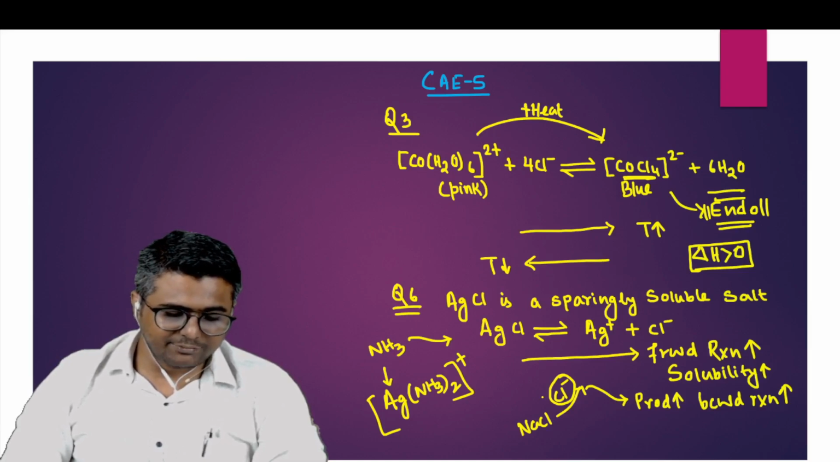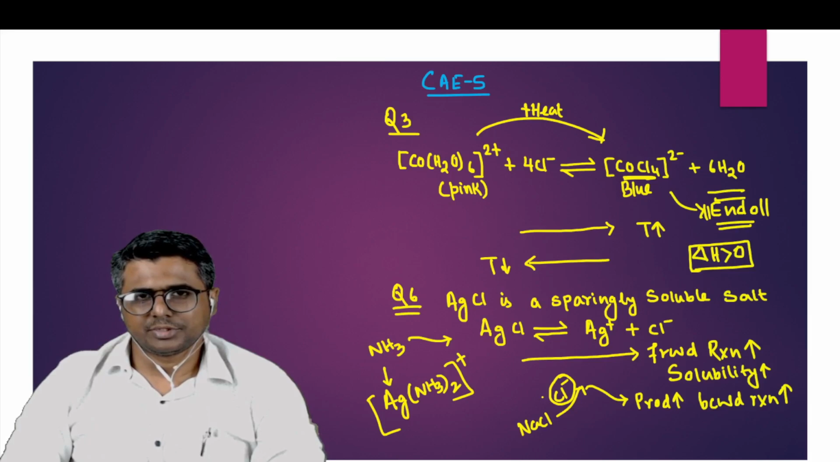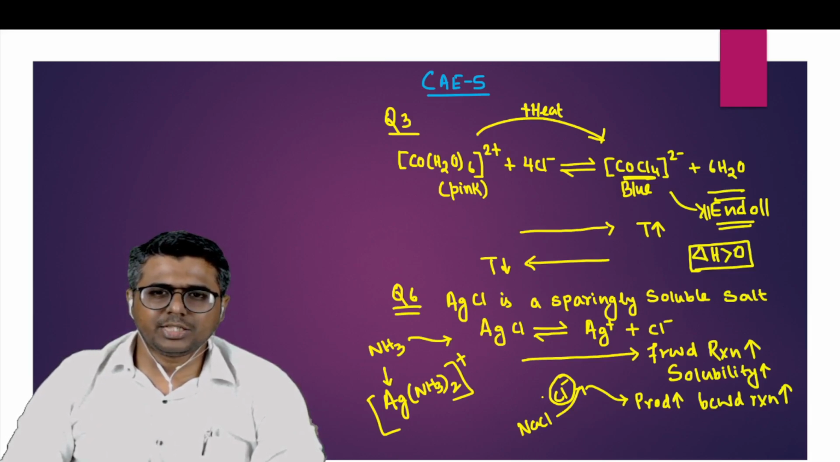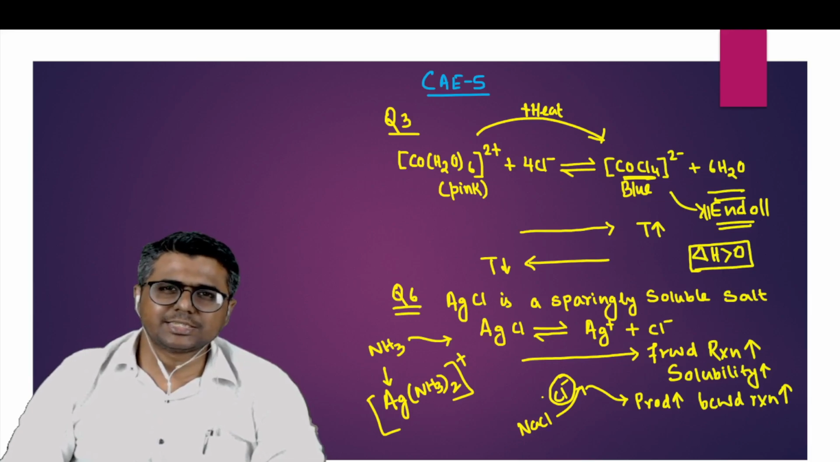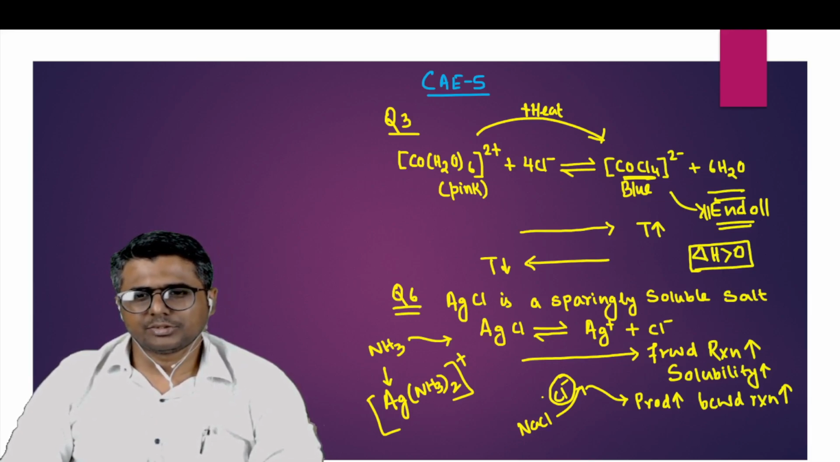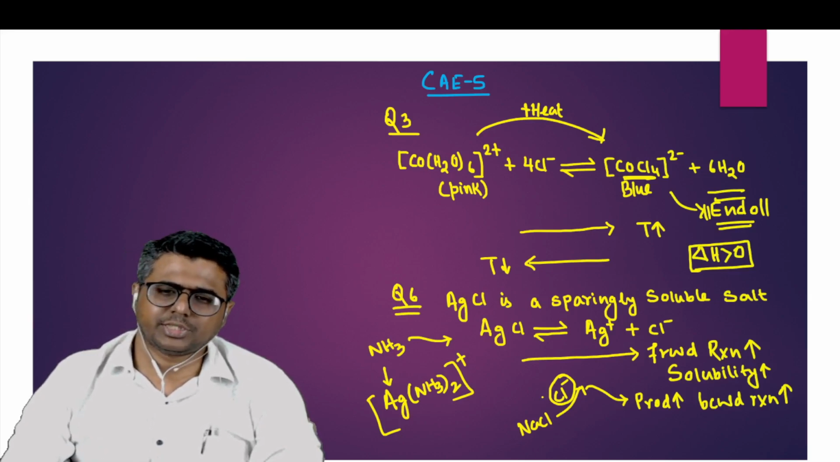Option D, it is given as decrease in solubility if water is added. Whenever you add more and more solvent, solubility will never decrease. It can increase, it will never decrease. So it is also a wrong option. So here the correct options are A and C.